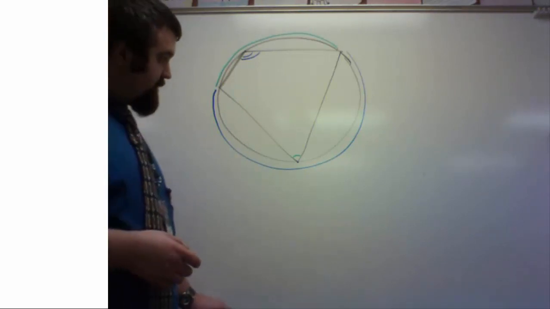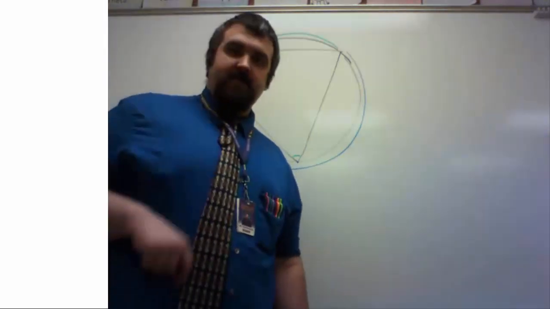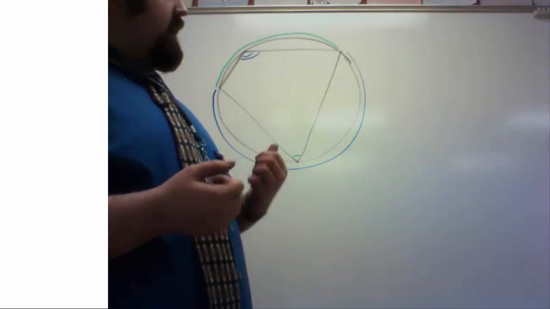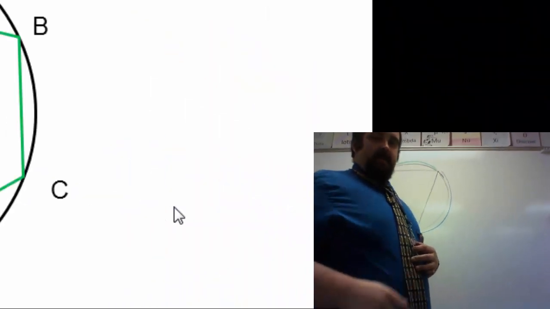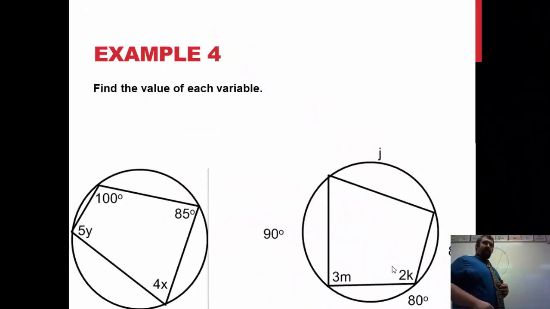So the only types of quadrilaterals that can be inscribed into a circle are ones that have opposite angles being supplementary. Alright, so let's look at this. Find the value of each variable.